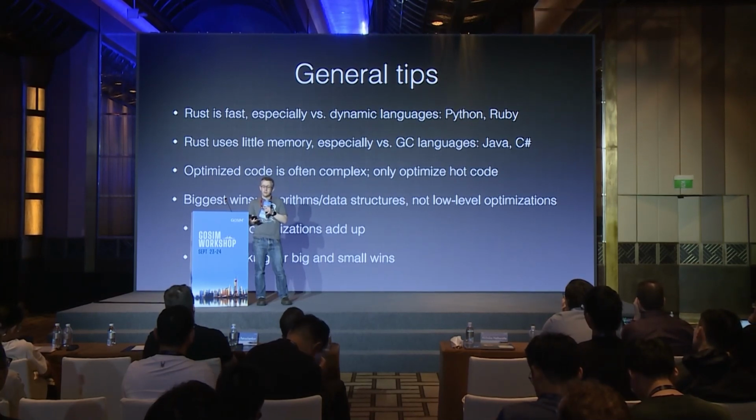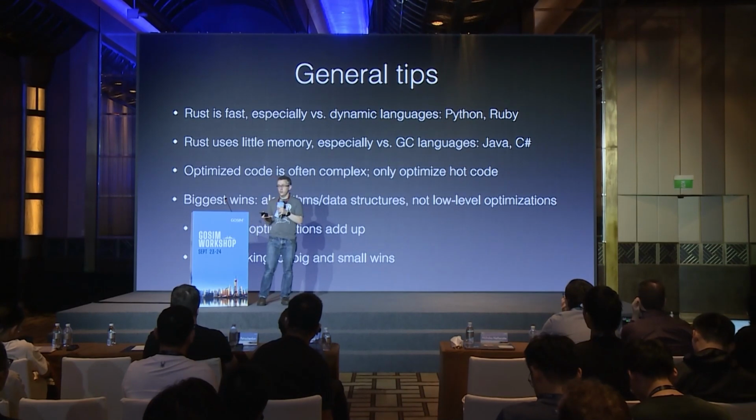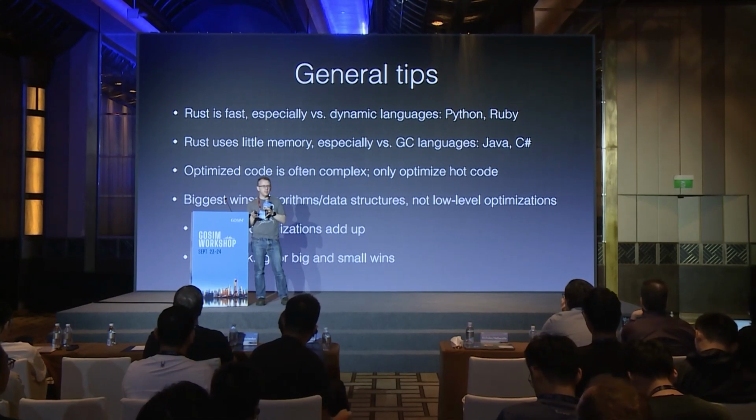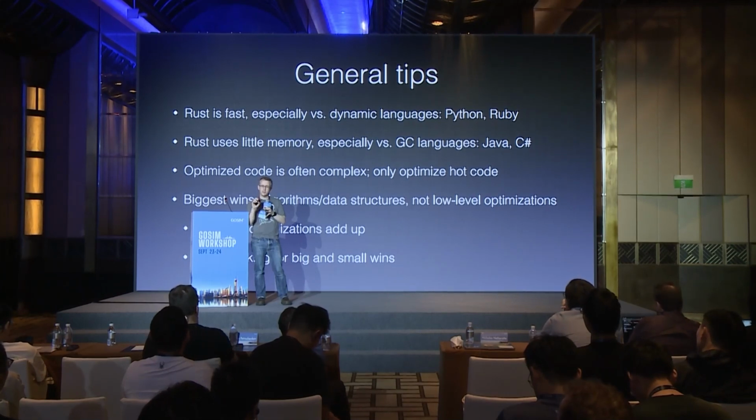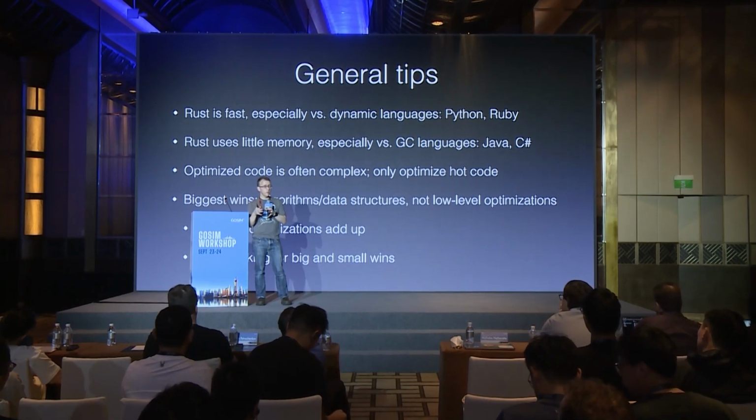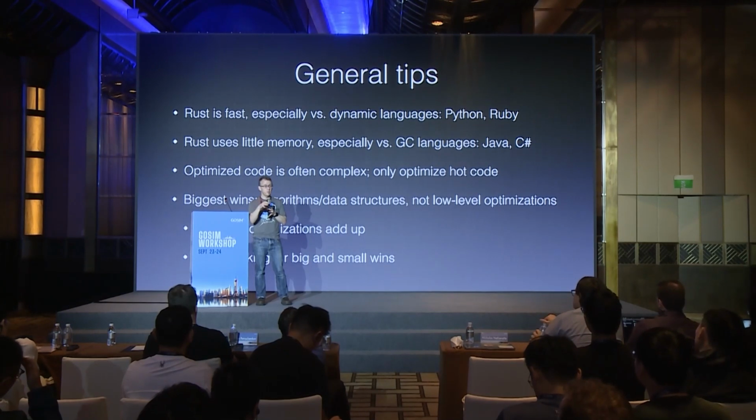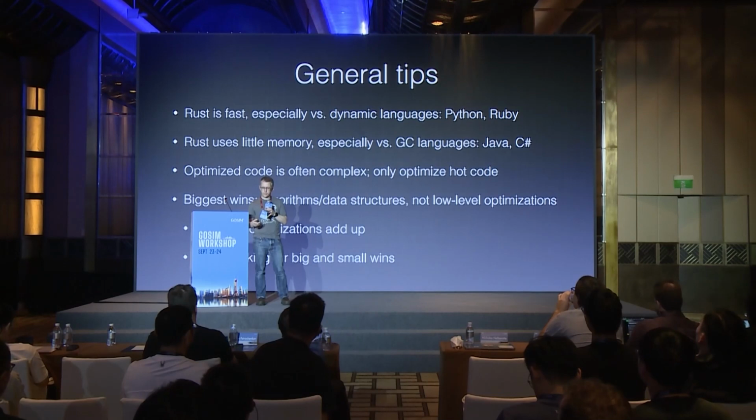Another point to make is optimized code is often complex. It's more complex than unoptimized code. So you should only optimize code that is hot. That's another topic that Josh mentioned this morning. In general, the biggest wins do tend to come from algorithmic changes and data structure changes, not small, low-level optimizations. But having said that, small optimizations do add up. So it is really worth looking for both the big wins and the small wins, because they go together well.